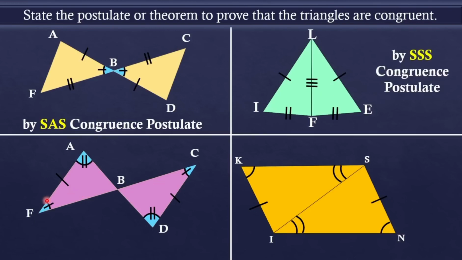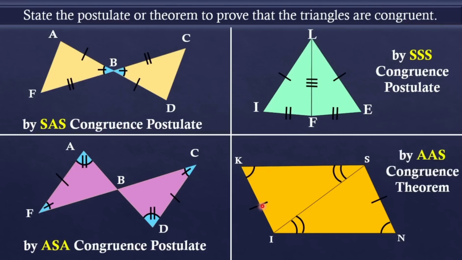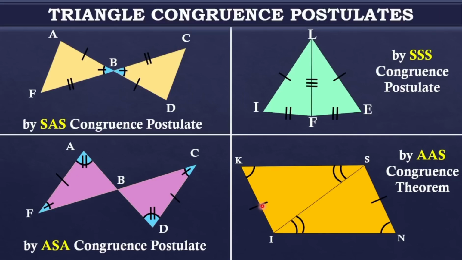This one is, we have an angle, your side here is included, and then another angle, which is congruent also to another triangle. So therefore, this is ASA congruence postulate. And this one, we have 2 angles, but your side is not included, so therefore this is AAS congruence theorem, or pwede rin po itong SAA. So these are the postulates or theorems we can use in proving triangle congruence, or para ma-prove natin that the 2 triangles are congruent. So ito po yun.